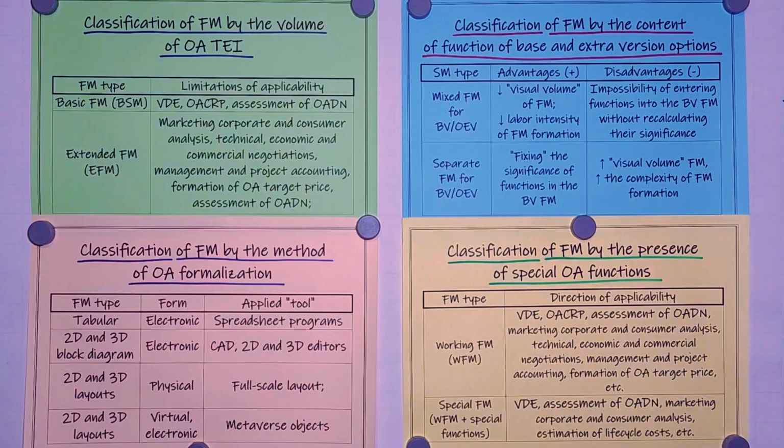Functions from the block of special functions, as a rule, are used by design engineers in the process of developing a component, i.e. in the process of value design engineering, to clarify the functional base model, assess the degree of novelty of the object of analysis, marketing analysis, cost estimation for life cycle, and etc.